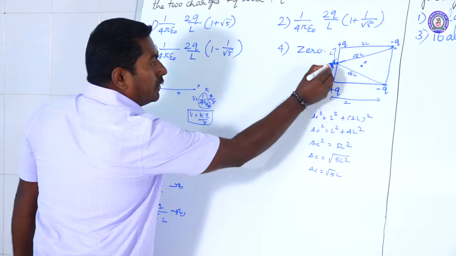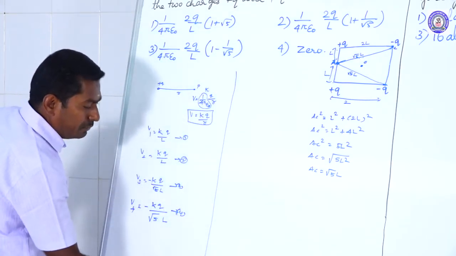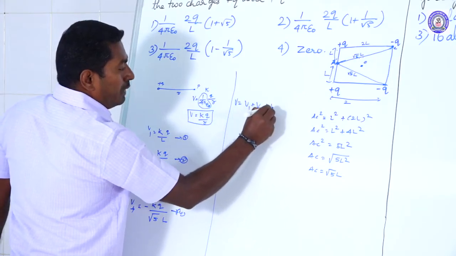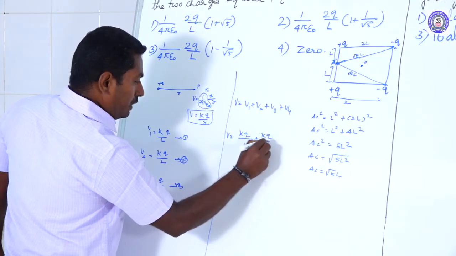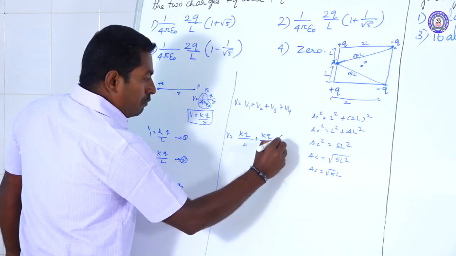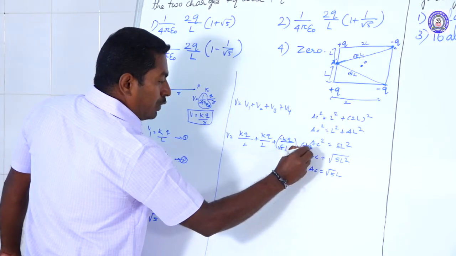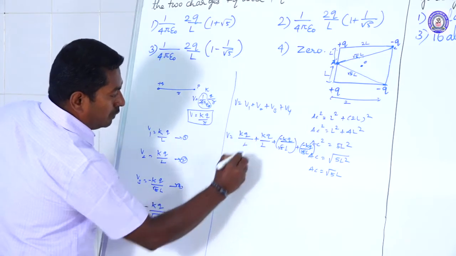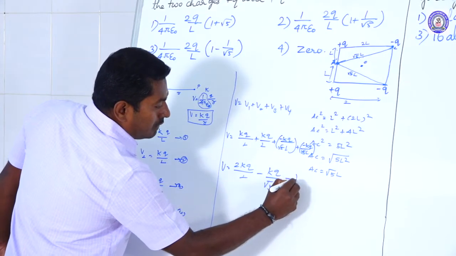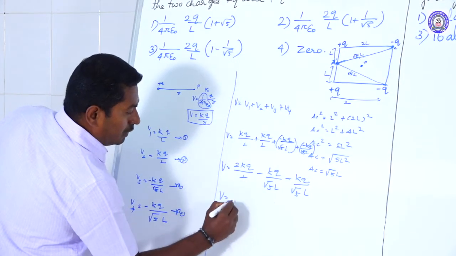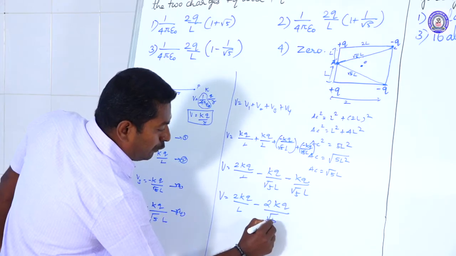Equation number 4. Then what is the total electric potential at this point A due to all other charges present at the corners of a square? Take the algebraic sum. V is equal to V1 plus V2 plus V3 plus V4. So V is equal to KQ divided by L plus KQ divided by L plus minus KQ divided by root 5 L plus minus KQ divided by root 5 L. Then V is equal to 2KQ divided by L minus KQ divided by root 5 L minus KQ divided by root 5 L. V is equal to 2KQ divided by L minus 2KQ divided by root 5 L.